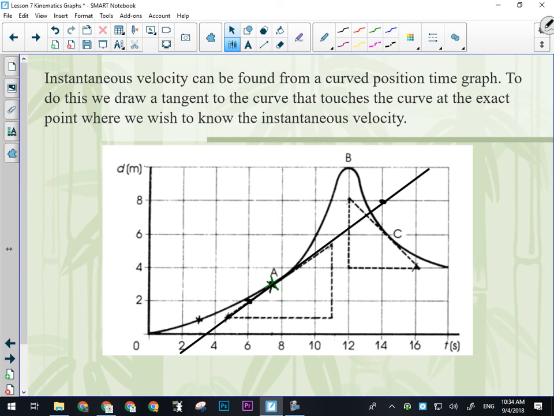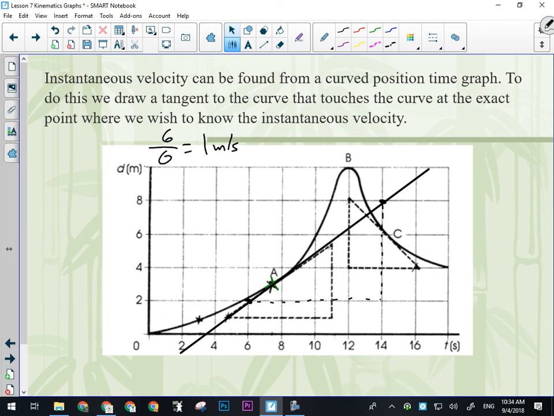So I know the rise of this line is from 2 to 8. So the rise is 6. And the run is from 6 to 14. It's also 6. All right, so my instantaneous velocity at point A is 1 meter per second. If I did that up here, the line would be a lot steeper, which makes sense. The object is accelerating. My instantaneous velocity further up there should be faster. Everyone follow me so far?